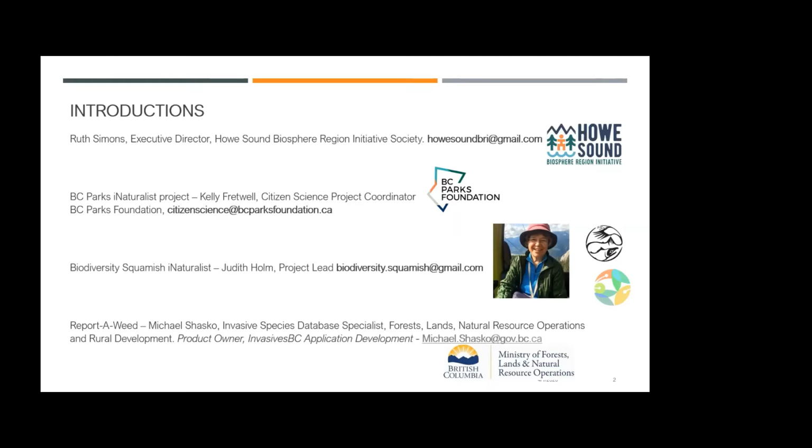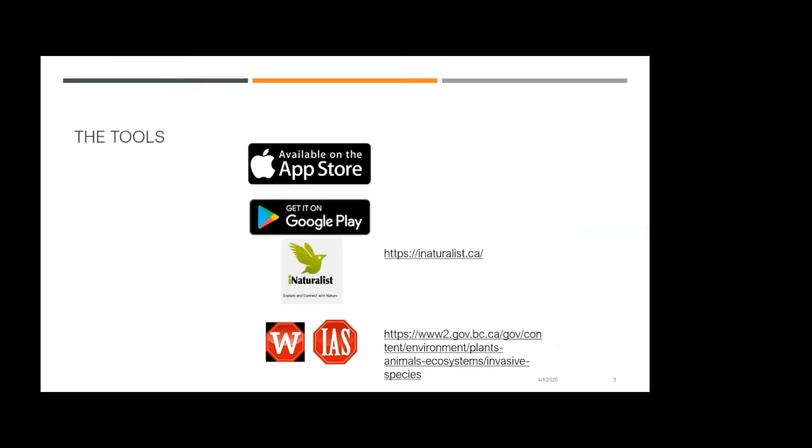Okay, thanks everyone. The tools that we're going to be talking about today are available for downloading from whichever phone system or technology you're using. We're also going to be referring to the website for iNaturalist as well as the BC site for invasive species. Those are the icons you're looking for if you haven't already downloaded those tools. If you have any technical questions, let's save those for the end. I'm not a technical wizard, but we can see if we can help you if you're having trouble downloading any of these apps.